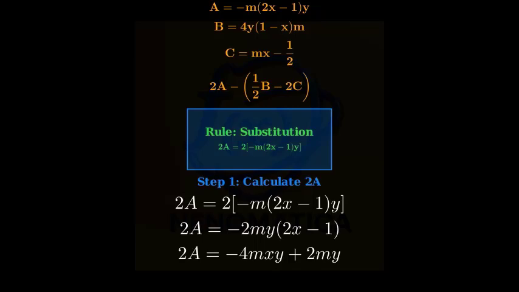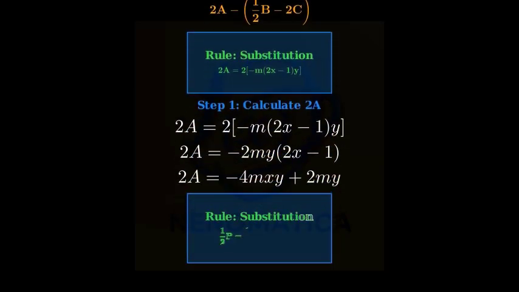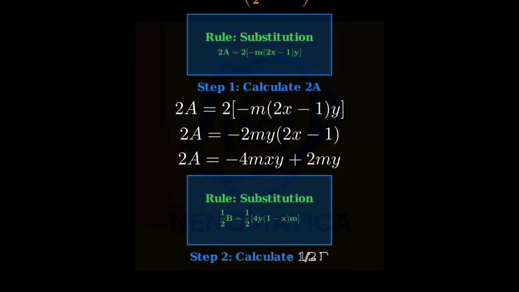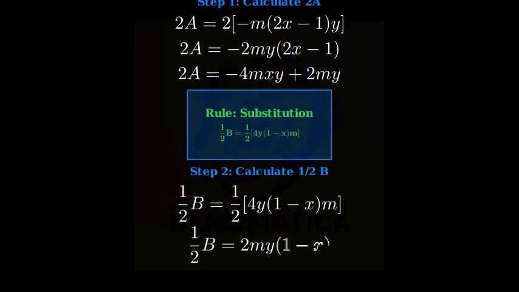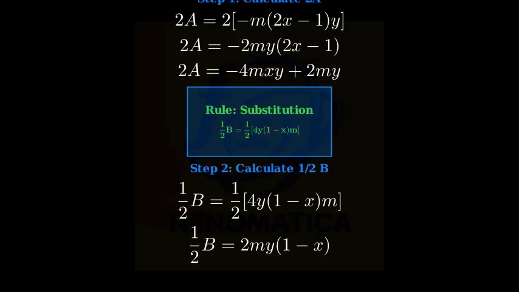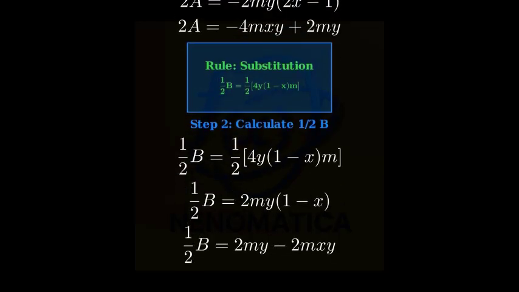Next, let's calculate 1/2 b. Similar to the previous step, we use the definition of b and multiply by 1/2. 1/2 b equals 1/2 times 4y times the quantity 1 minus x times m. Simplifying the coefficient, we get 2my times the quantity 1 minus x. Expanding this, we get 2my minus 2mxy.